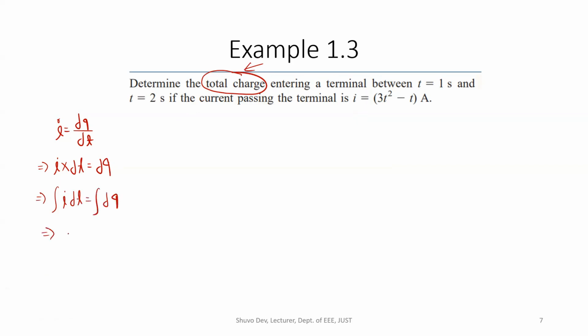So what will be the final output? The output will be q equals the integration of i dt. So we have to find charge by the integration of current. Now we will find the total charge q. Q is equal to the integration of i, which is 3t square minus t.